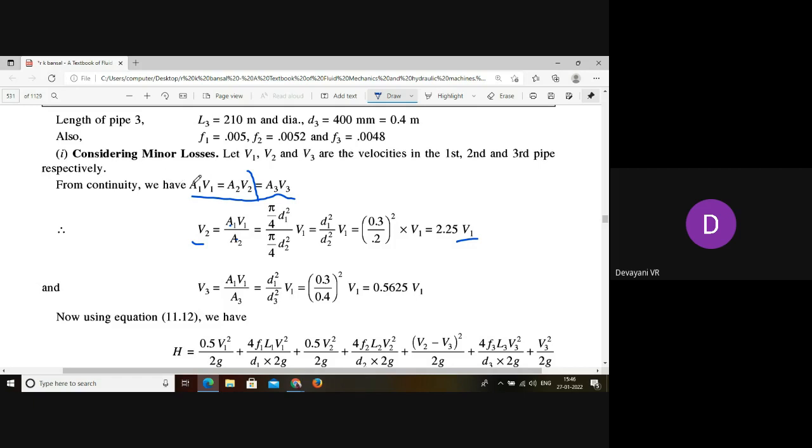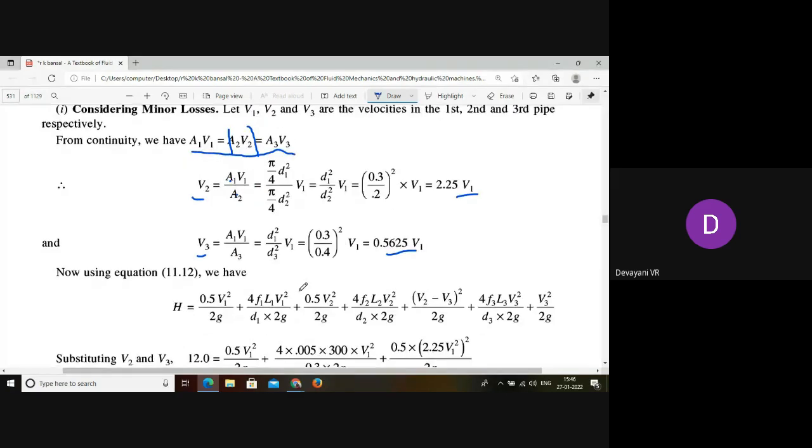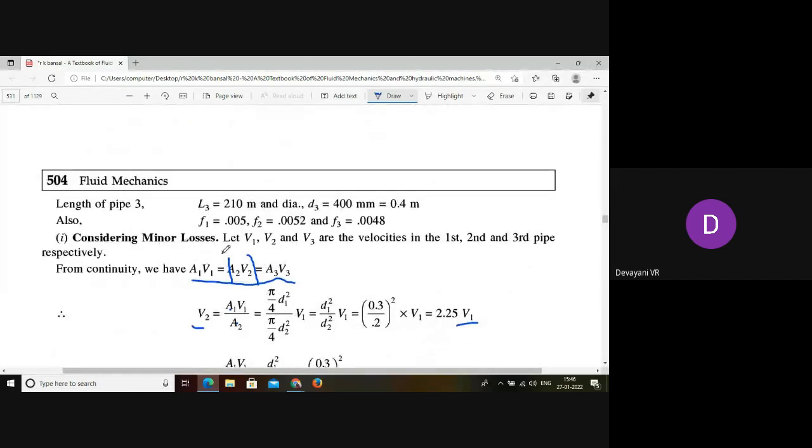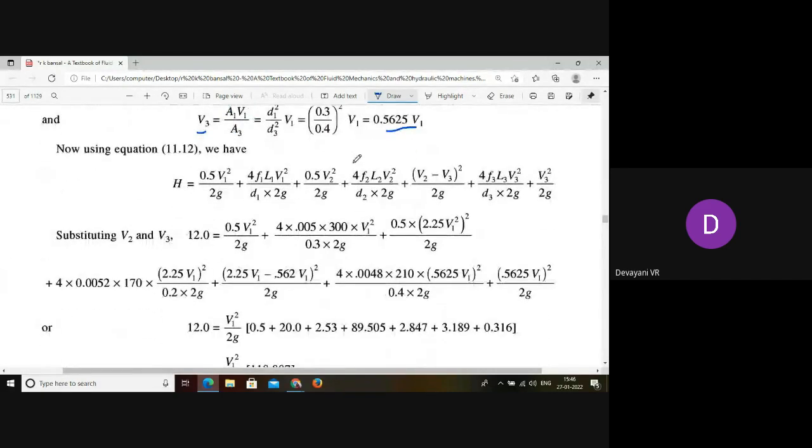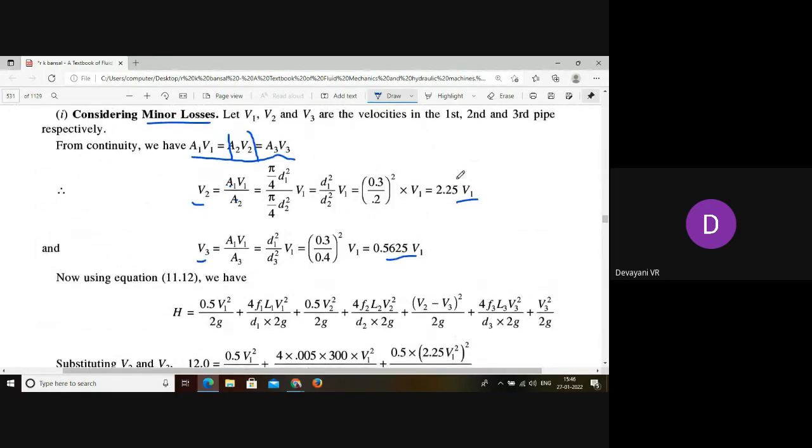Similarly, let's take the other one. A1 V1 equals A3 V3, and from there V3 equals A1 V1 by A3. We know the diameters, so we can calculate the velocity in the third pipe in terms of V1. Then it will be 0.5625 V1. Now, considering the minor losses, the equation will be H equals to, so first of all, you can draw the figure.